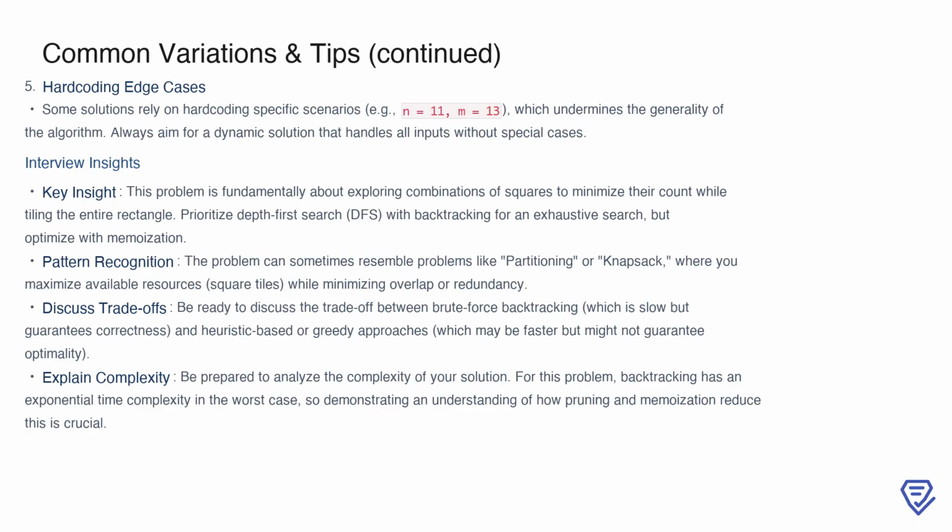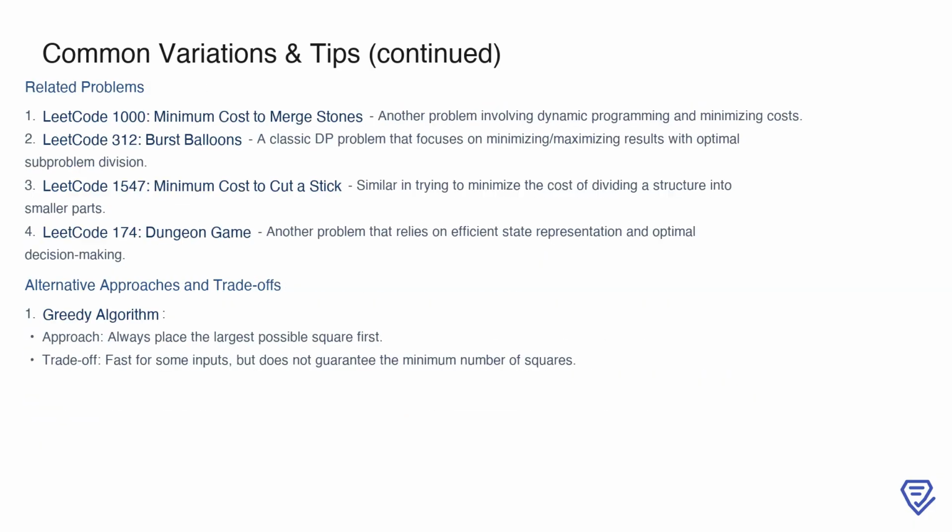Additionally, be prepared to explain the complexity of your approach. Backtracking alone has exponential time complexity in the worst case, so you should highlight how pruning and memoization can significantly reduce computational overhead. This problem is closely related to several other dynamic programming challenges. For instance, LeetCode 1000, Minimum Cost to Merge Stones, involves minimizing the cost of merging items, which is conceptually similar to minimizing tiles in a rectangle.